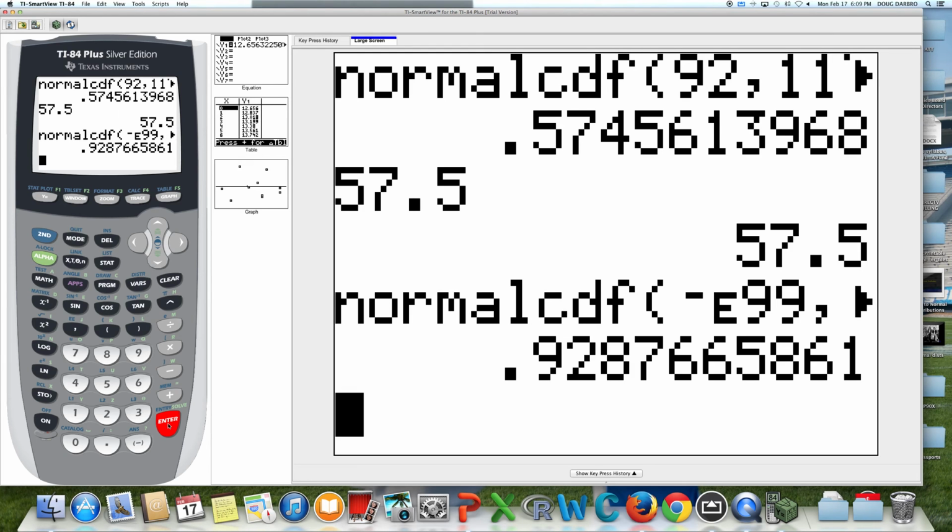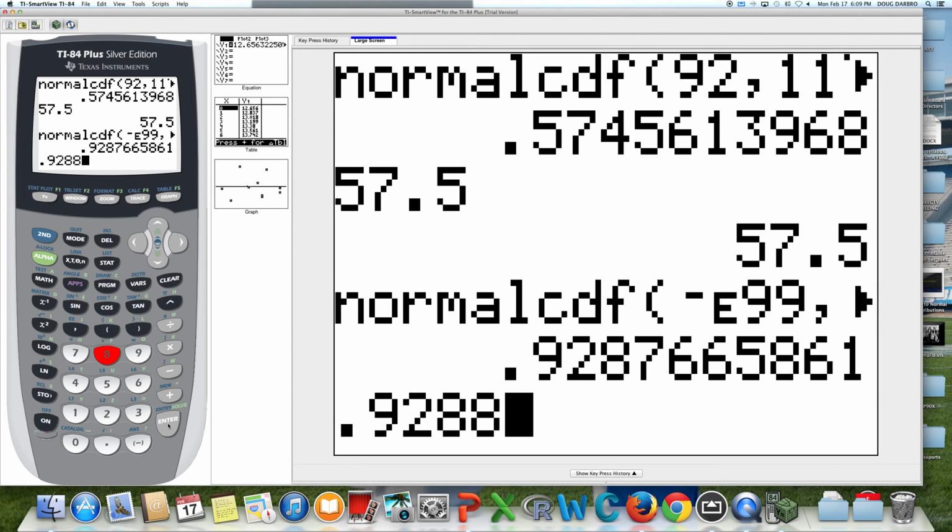Now again, this is going to be given to us as a proportion, but we were asked to do a proportion, right? But we're going to report proportions to 4 places. So we would report this answer as 0.9288.